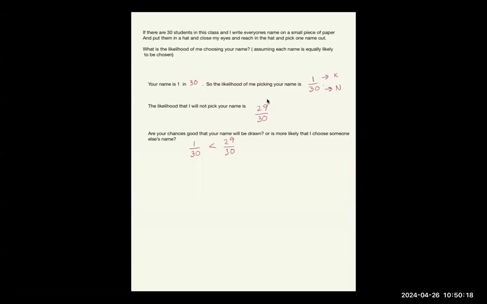We'll see in a minute that there are a few words that we like to use with probability, and I'll introduce them to you and let you know what we normally mean when we say those words. So I would say my chances are not good. The chances are against me. And I will say it is more likely that they do not choose my name.